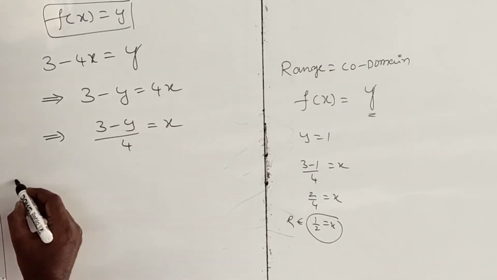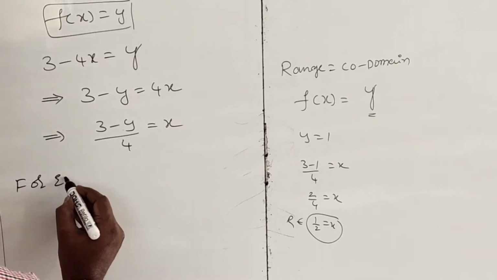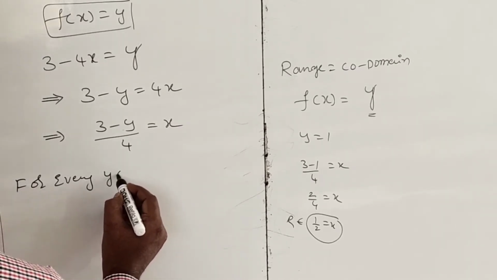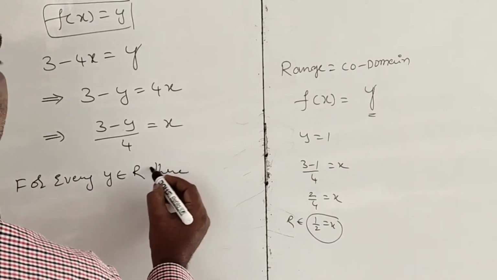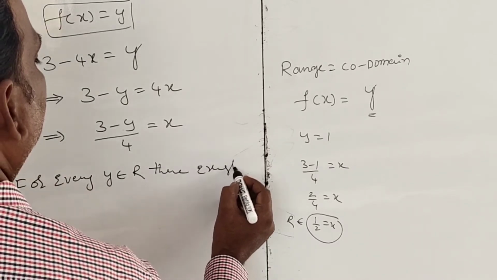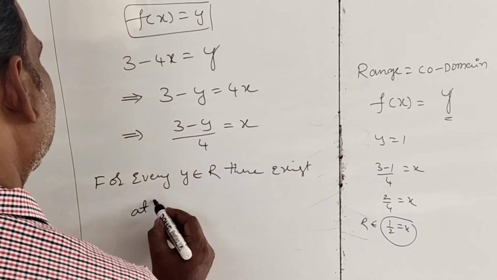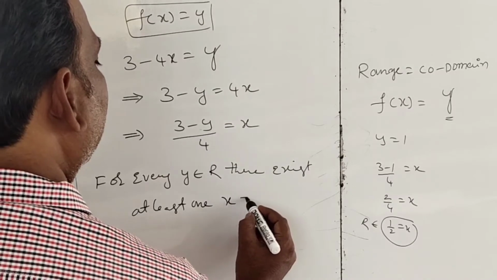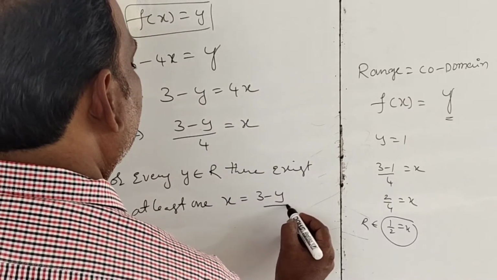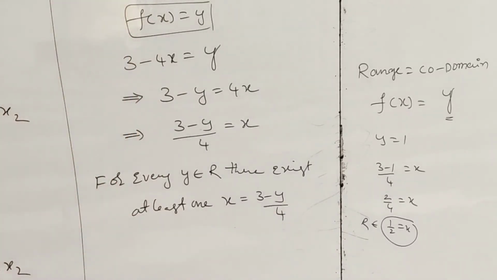That's why you are going to write: for every y belongs to R, there exists at least one x is equal to 3 minus y by 4.